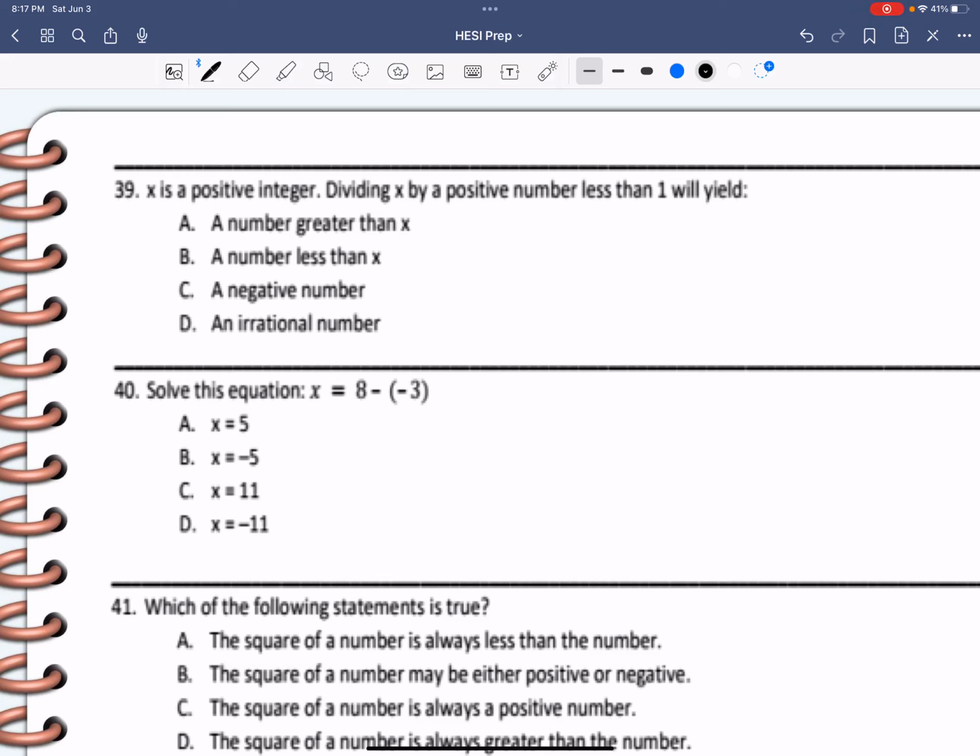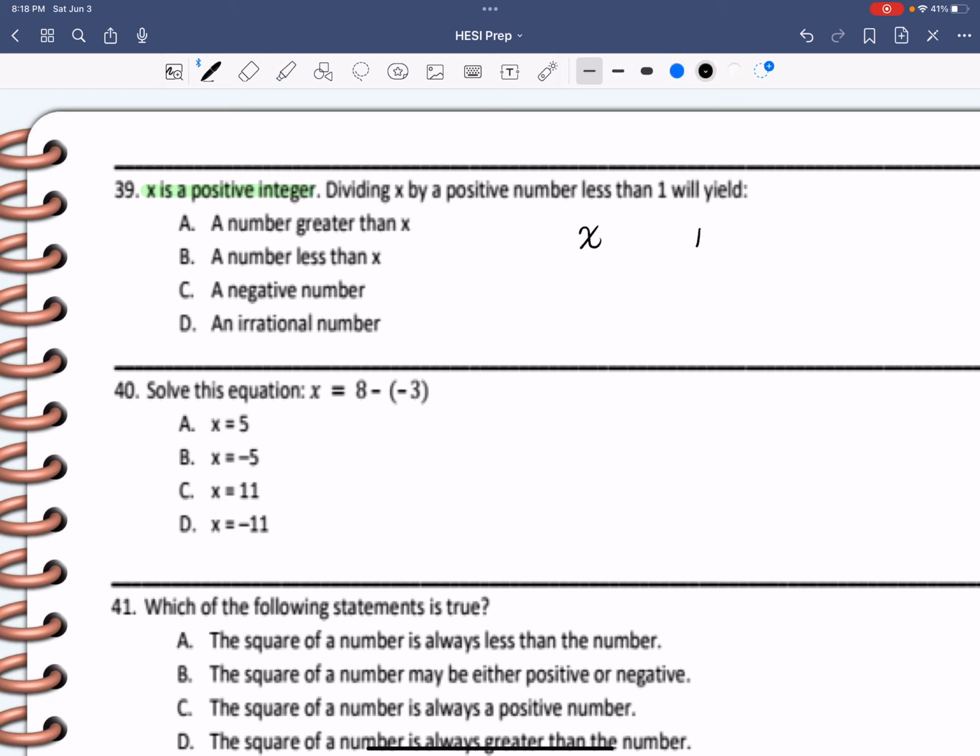Number 39. X is a positive integer. Dividing x by a positive number less than 1 will yield, and we're supposed to choose. Okay, so let's say that x is a positive integer. We know that is the true statement. So let's just pick a positive integer. I'm just going to make one up.